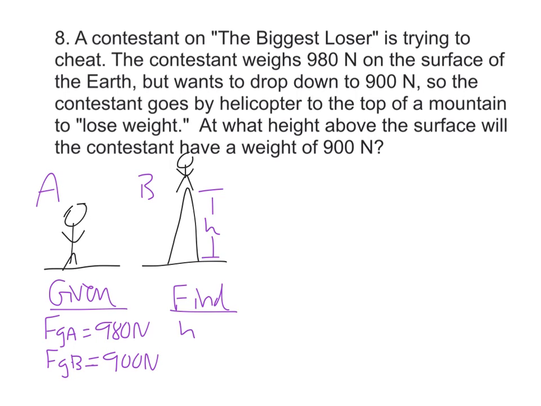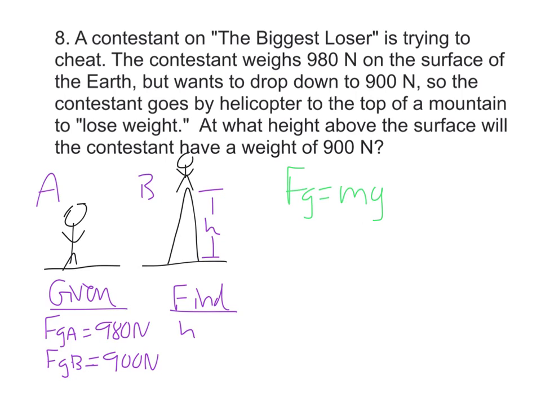So if you recall, your weight, Fg equals mg, can only change if one of two things happens. First, your mass has to change. Second, g has to change. For The Biggest Loser contestant, if they're trying to cheat, they're not going to be changing their mass. So what they're doing is trying to change g by going up high. And g is directly dependent on how far away you are from the surface of the Earth. So what we're going to do is look at what happens in order to change this g and then figure out what that height is.